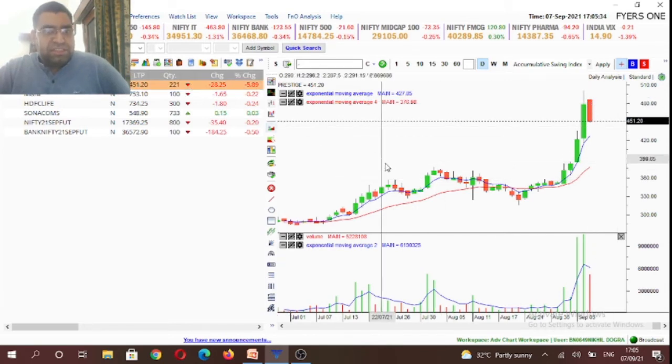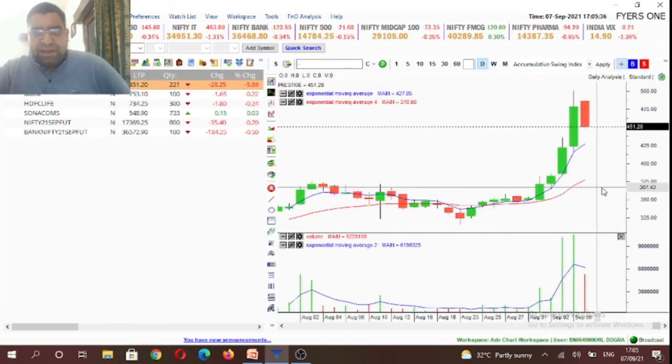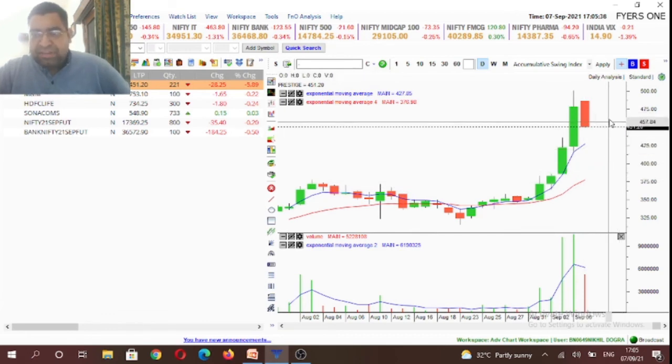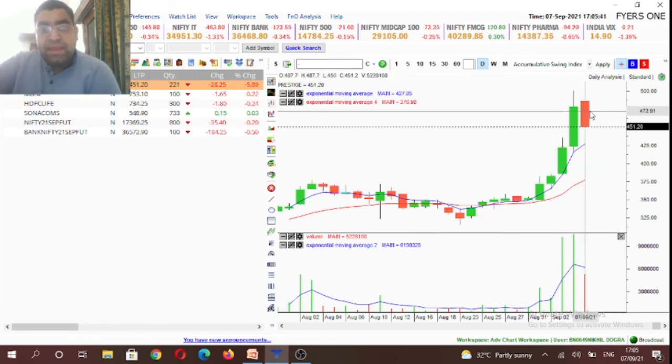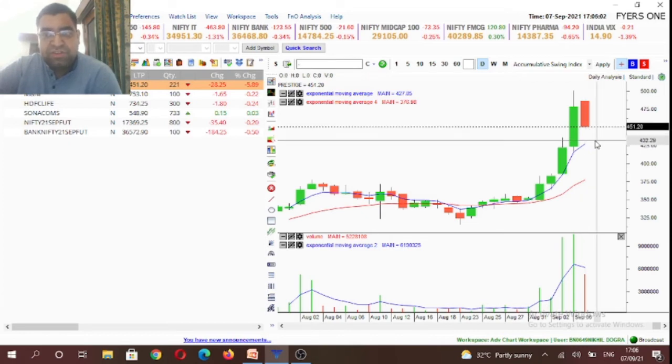So our first stock is Prestige. It's in an uptrend based on 5 and 20-day exponential moving averages. Conservative traders can look for buying opportunity above 487.8 levels, and aggressive traders can look for selling opportunity below 449.9 levels. And aggressive traders should keep in mind that shorting this would be a contrarian trade, so it is advisable that position size should be kept on the lower side.